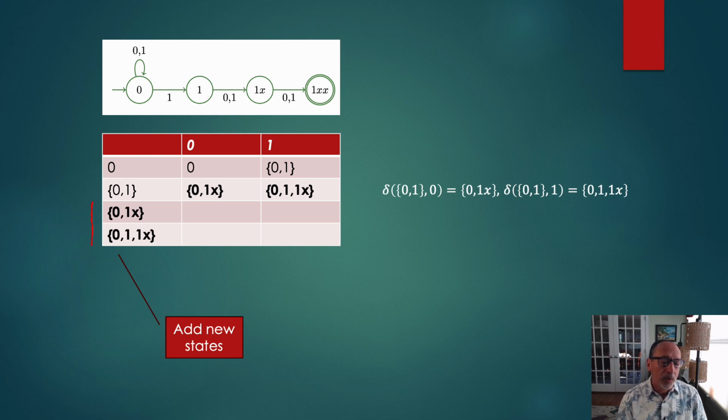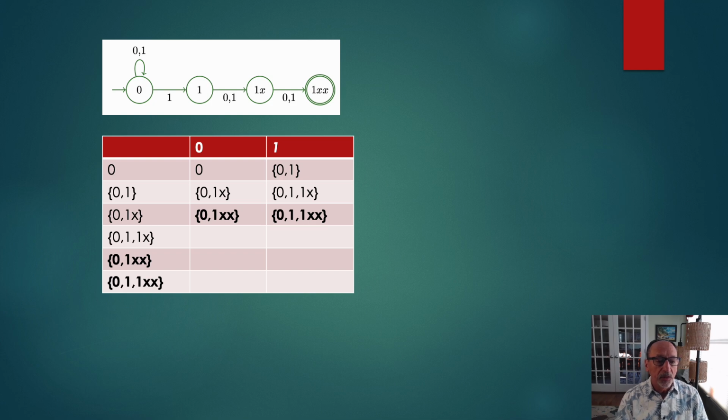Where can I go from 0 and 1x with a 0 and a 1 as input, and then add those results? And that takes us to here. So the answer is I can go here with a 0 from 0 and 1x, and I can go here from 0 and 1x with a 1. And I need to add those two states again, as usual. So the process is getting to be pretty familiar now, so we'll just continue on. Let's fill in these blanks.